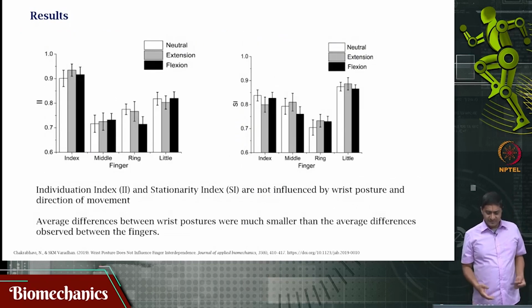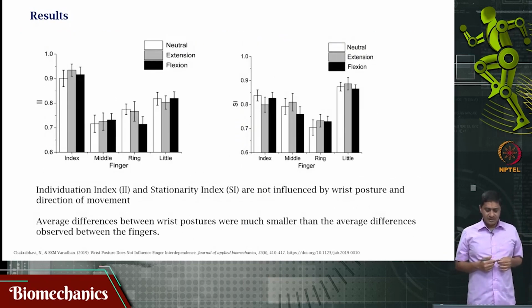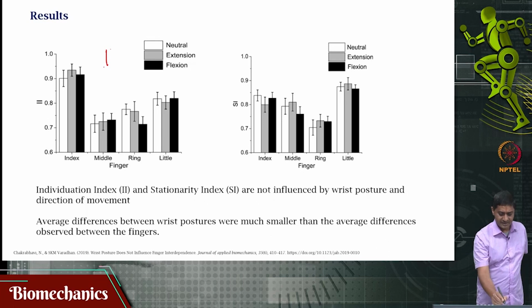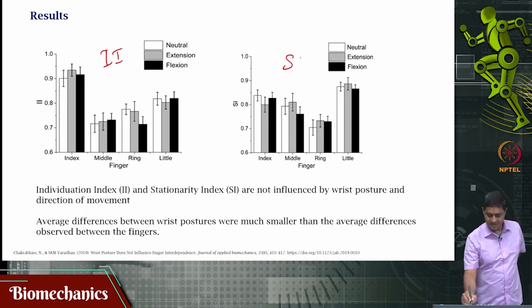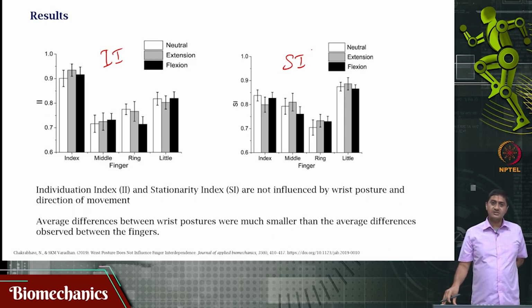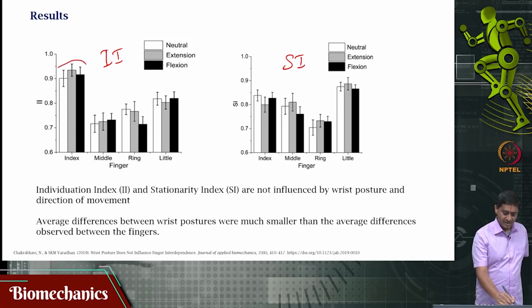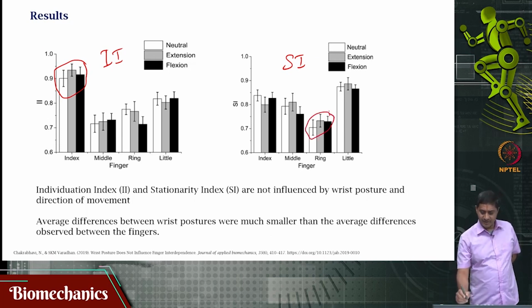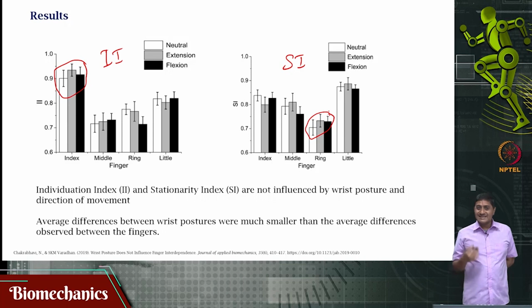So, we also performed this analysis on the individuation index and the stationarity index. Okay. This is the individuation index data and this is the stationarity index data. Again, our interest is to compare II within a given finger. I take II of the index finger and I compare it across the three postures. I take SI of the ring finger and I compare it across the three postures. This is my interest.